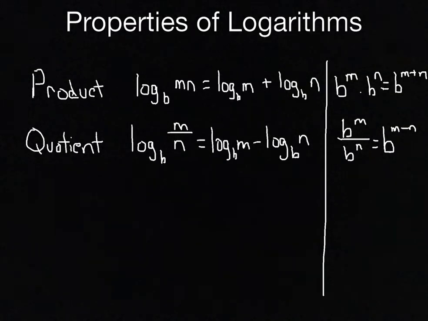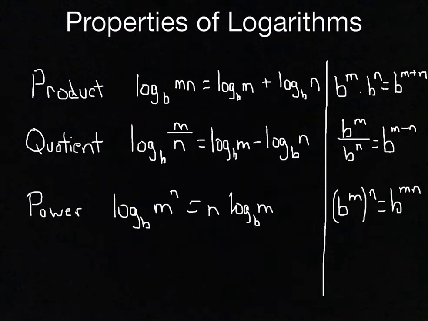The third property is called the power property. It says this, that the log of m to the nth power in base b is equal to n times the log of m in base b. So it's kind of like you move the exponent to the front and then multiply it by the log. With exponents, b to the m to the n power, you multiply, b to the m times n power. So these are the three properties of logarithms that we're going to take a look at in this section.